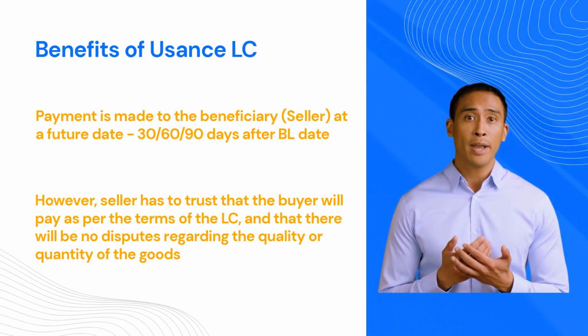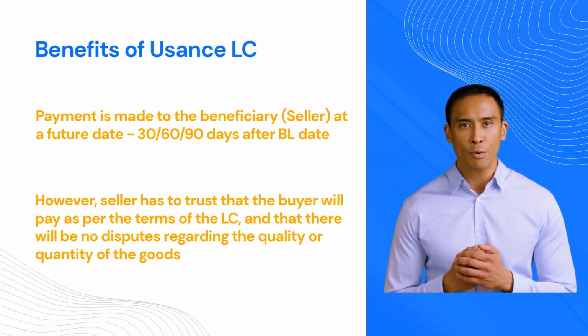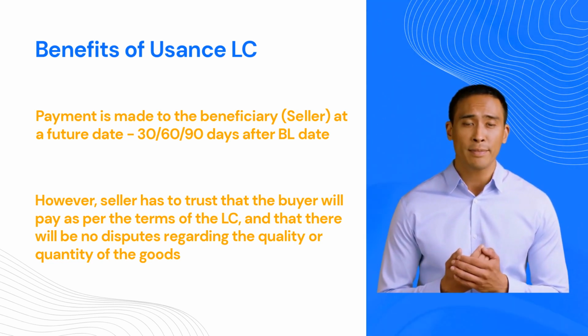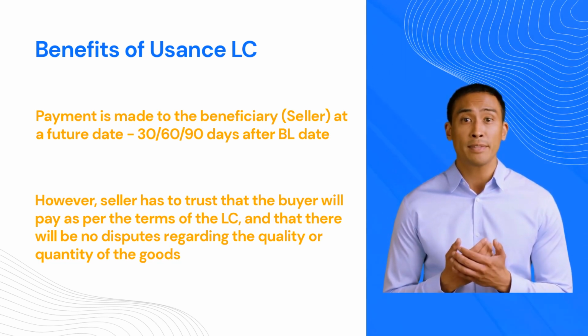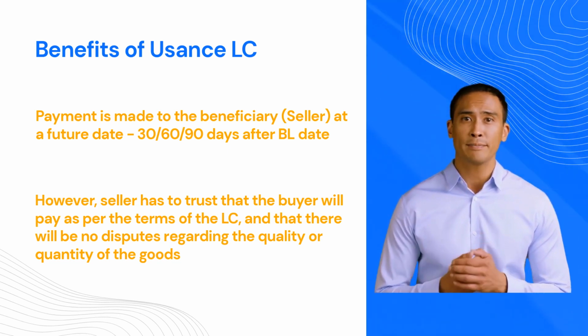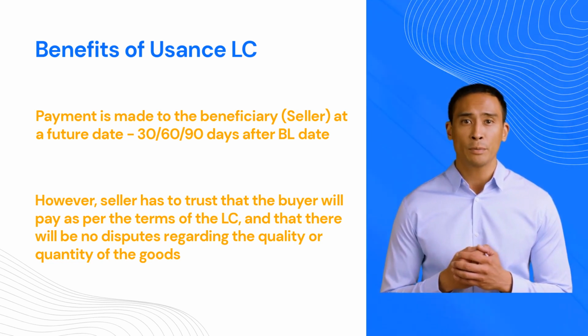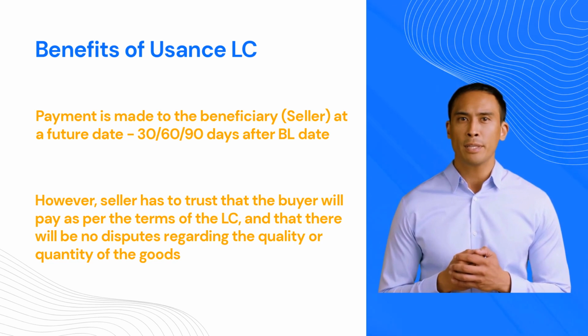It also allows the buyer to inspect the goods and ensure that they meet the required specifications before payment is made. However, a Usance LC can also be disadvantageous for the seller, as they are not paid immediately and have to wait for payment until the usance period has expired. This means that the seller has to trust that the buyer will pay as per the terms of the LC, and that there will be no disputes regarding the quality or quantity of the goods.